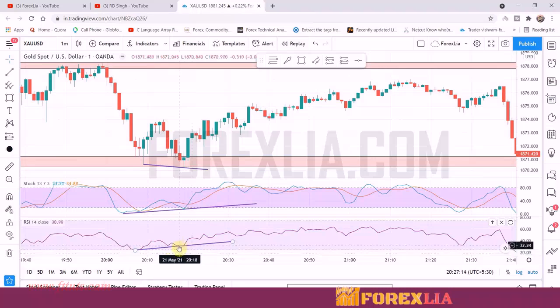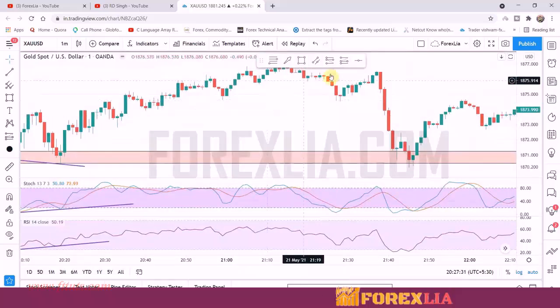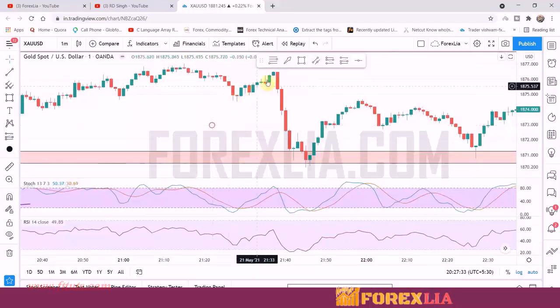So here the divergence is very clearly visible, that there is no new low here. Now that means the market can reverse at any time from here. And this is what we got to see in the market. The market came here and reversed from here. And then the market is there again. So it came up on them.